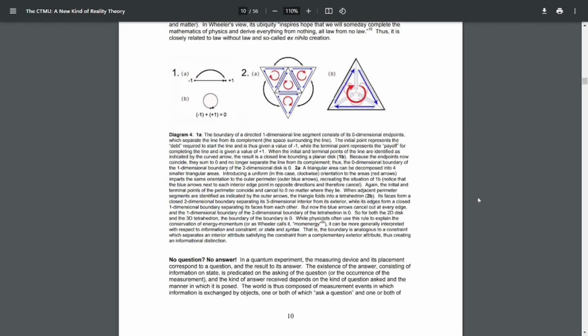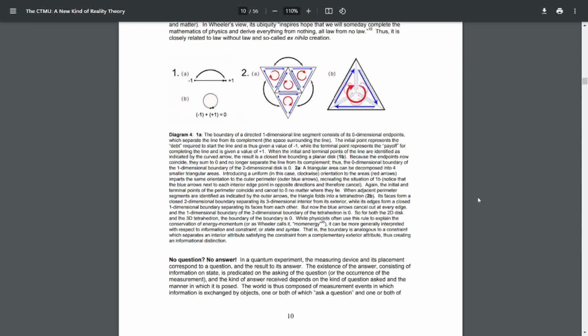So for both the 2D disk and the 3D tetrahedron, the boundary of a boundary is 0. While physicists often use this rule to explain the conservation of energy momentum, or as Wheeler calls it, momenergy, it can be more generally interpreted with respect to information and constraint, or state and syntax. That is, the boundary is analogous to a constraint which separates an interior attribute satisfying the constraint from a complementary exterior attribute, thus creating an informational distinction.